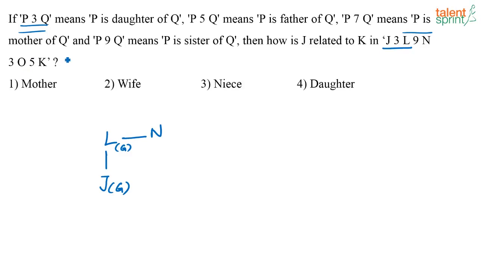N3O means N is the daughter of O. So N is the daughter of O, right? Using this, I again know N is a female. Then next, what is given?